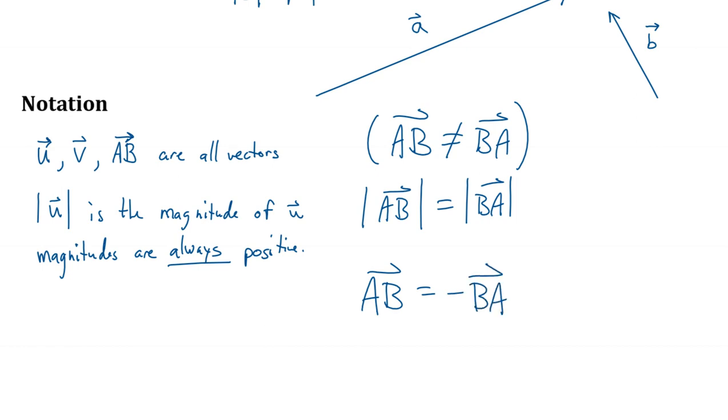However, and we're going to talk about this more soon, the negative of a vector is the opposite direction of a vector. And so I can say that vector AB is equal to negative vector BA. Two vectors are equal if and only if they have the same magnitude and the same direction. And AB is in the opposite direction of BA. But if I make BA negative, then that turns the direction.